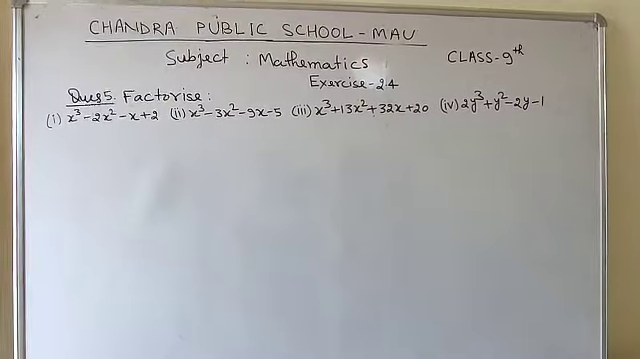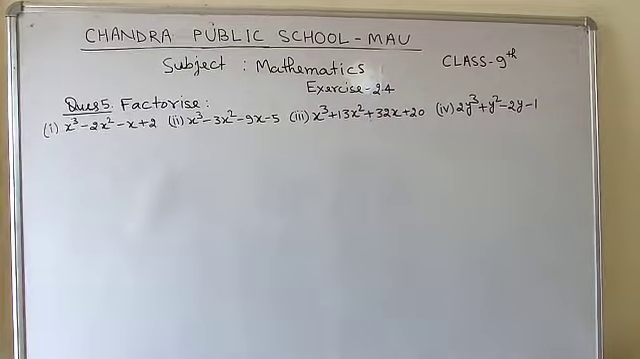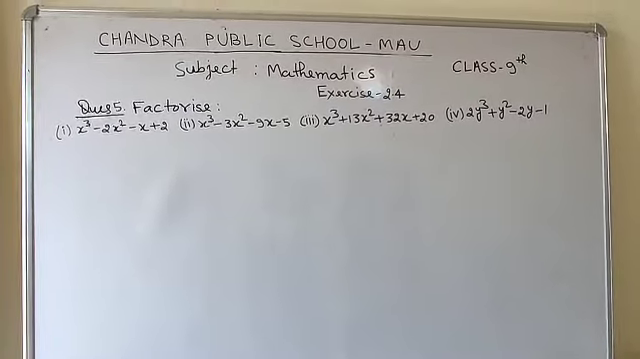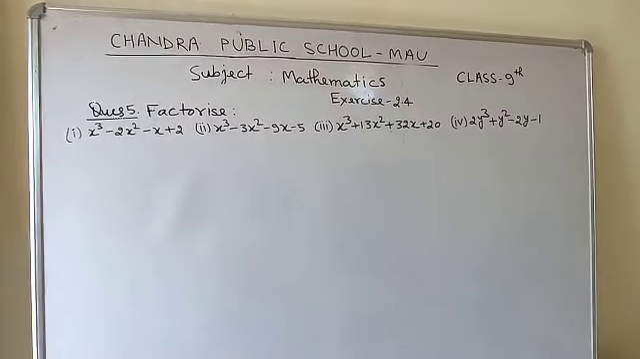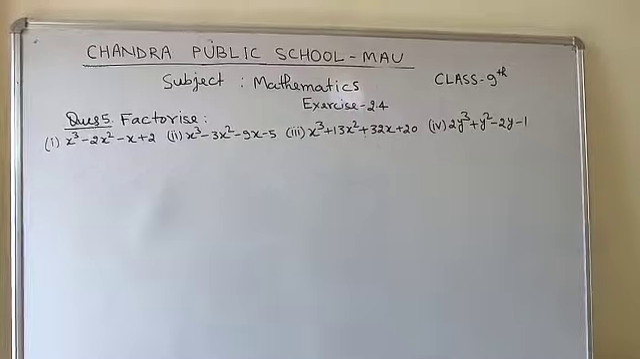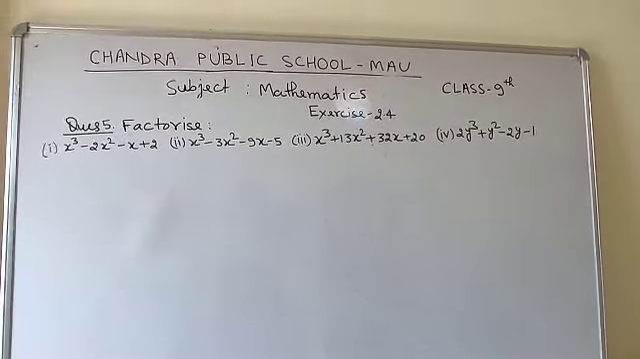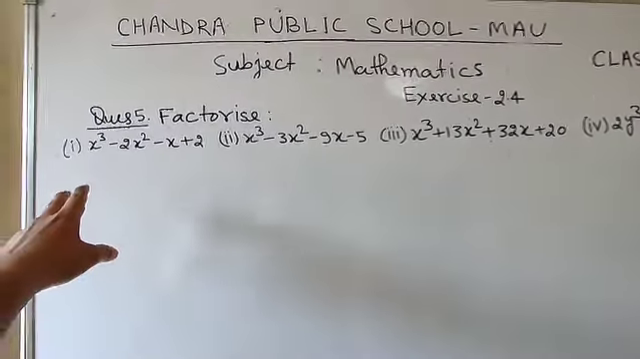So now welcome once again students, and here it is the last question of exercise 2.4. Again it is the factorization, and here you will find that in the previous question, in question number 4, which I had discussed in the previous video, there you find that that was the quadratic polynomials and that were factorized by splitting the middle term. Here you are going to get cubic polynomial.